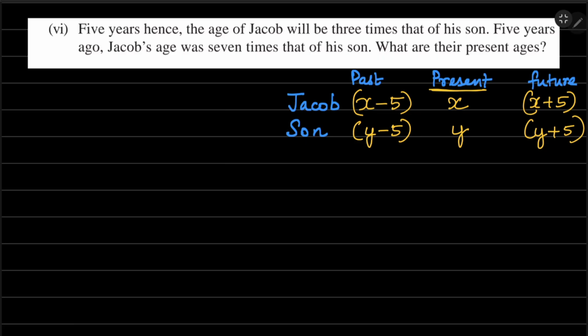Correct? Now, once you have written this, it's very easy for you to write the two linear equations. So, the very first thing is 5 years hence, that is after 5 years, the age of Jacob will be 3 times that of his son. Look only here, 5 years hence, age of Jacob will be x plus 5, son will be y plus 5. So, what is given? The age of Jacob, that is x plus 5, will be 3 times that of his son, y plus 5. This is the first equation which is given.